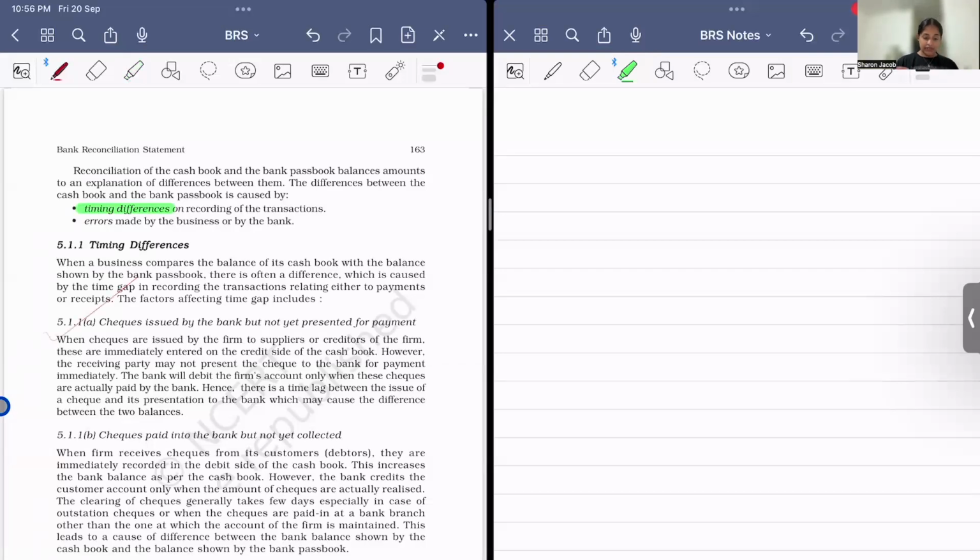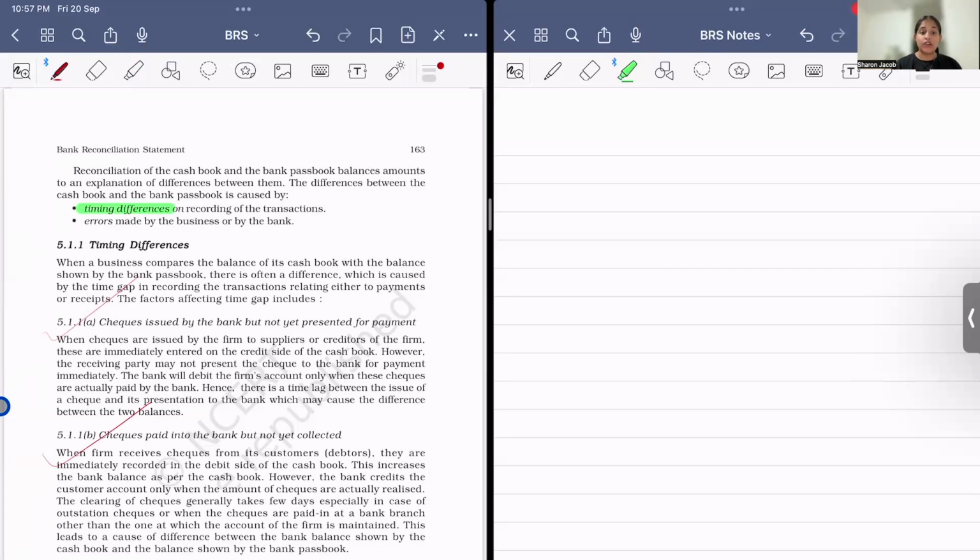Now, checks paid into bank but not yet collected. When a firm receives a check, it is immediately recorded on the debit side of the cash book, right? When a business receives a check, we say, yes, we got money, increase in cash book. But we have to realize this check. That is, we have to present it to our bank and money has to come to our bank account. That might take time. That is another time when there is going to be a timing difference.